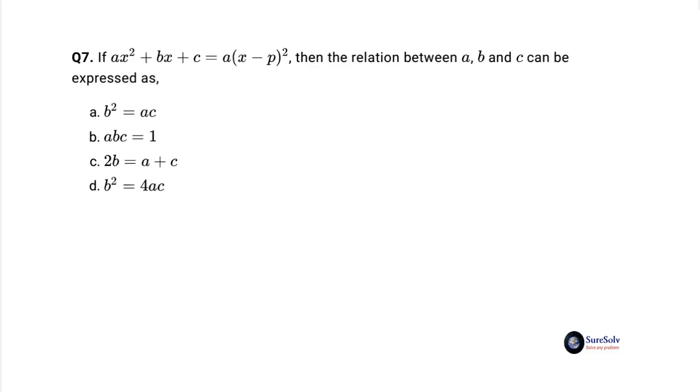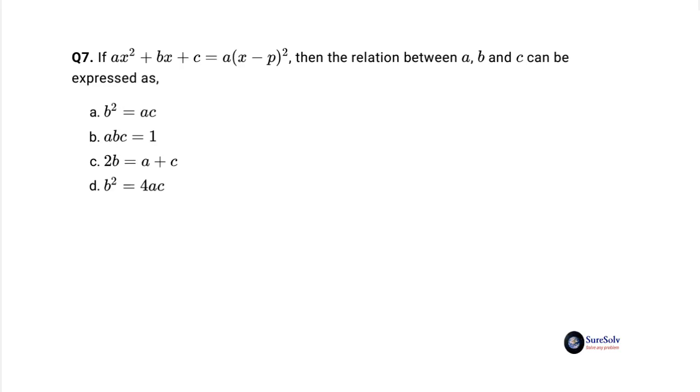Question 7 is, if x square plus bx plus c equal to a multiplied by x minus p whole square, then the relation between a, b and c can be expressed as option A b square equal to ac, option B abc equal to 1, option C 2b equal to a plus c, and option D b square equal to 4ac. We have to compare the coefficients of like terms on both sides of the equation.